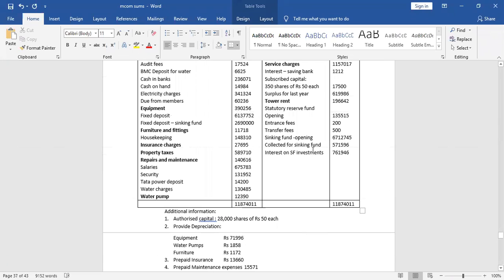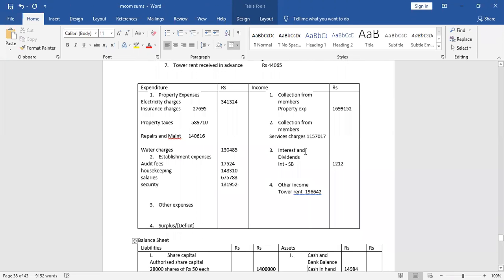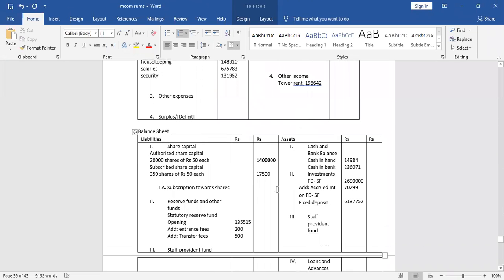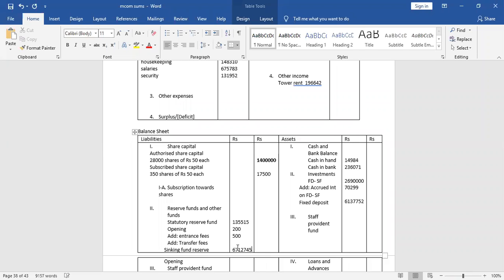Then we have sinking fund reserve opening 67,12,745. So we have one more reserve, sinking fund reserve. So we will write after this sinking fund reserve opening. What was the amount for opening? The amount was 67,12,745.